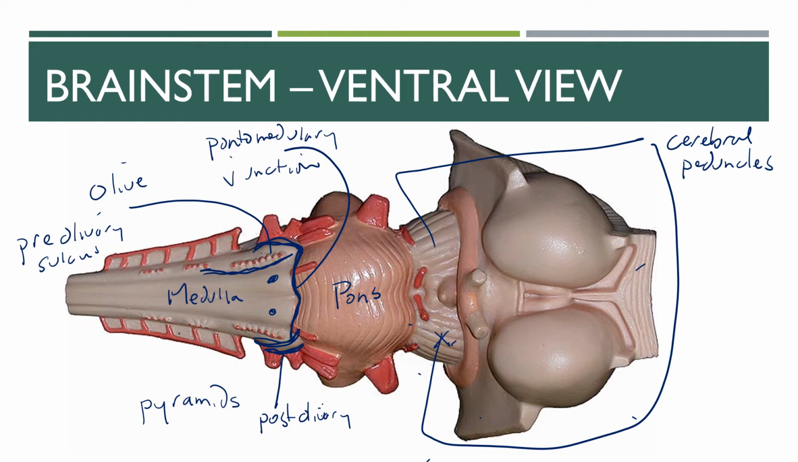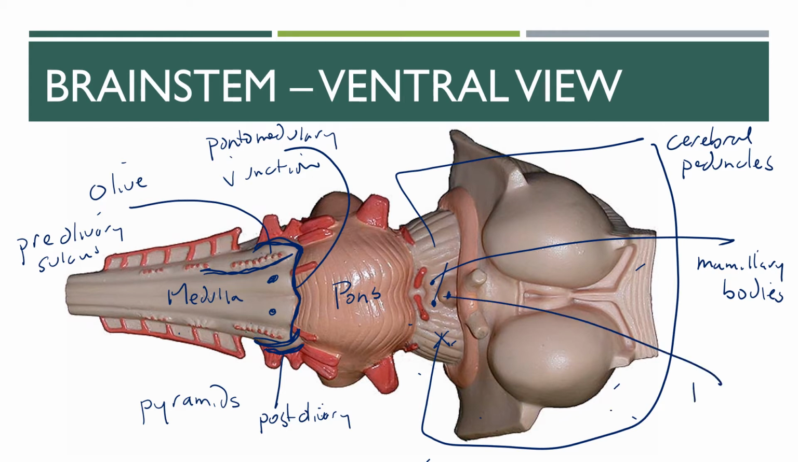And then kind of in between the peduncles, we're going to see these two little raised areas here. Those are going to be the mammillary bodies. And then in front of that, we see this single midline structure, and that is the infundibulum. Or again, if you like, you may call that the pituitary stalk. So these are the structures that I'm going to be asking you to be able to identify on this ventral view of the brainstem.